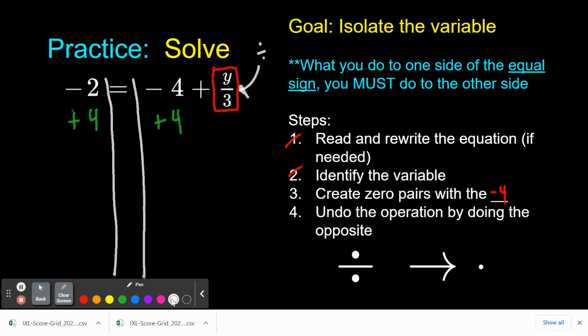-2 plus +4, we have more positives than negatives. How many more? We've got 2 more. These make 0, they take each other out. So all we are left with here is y divided by 3.